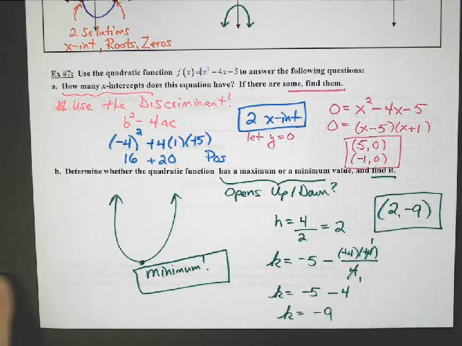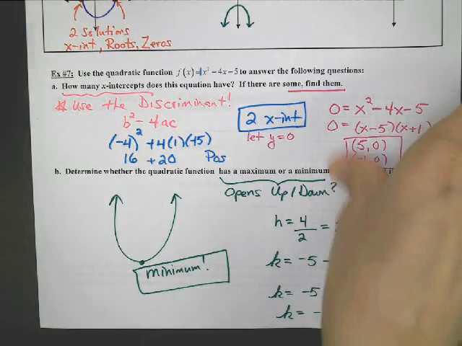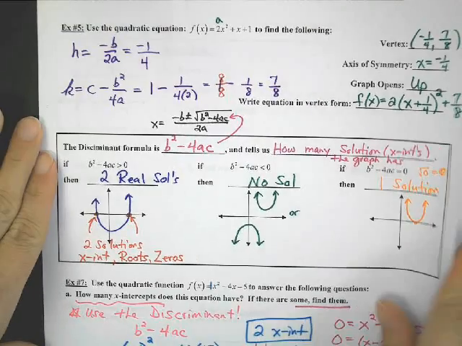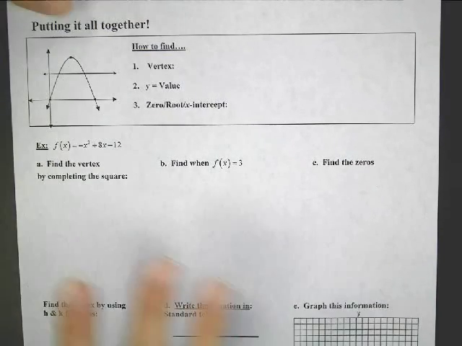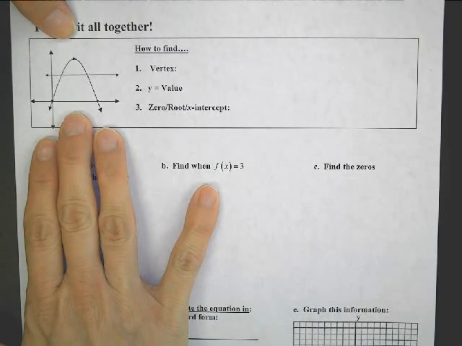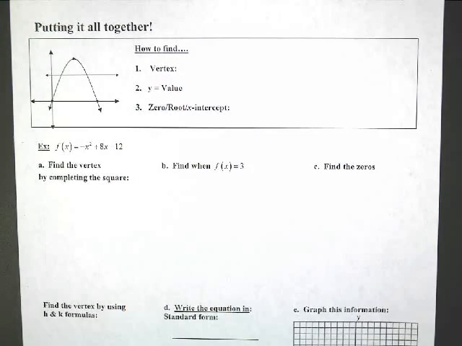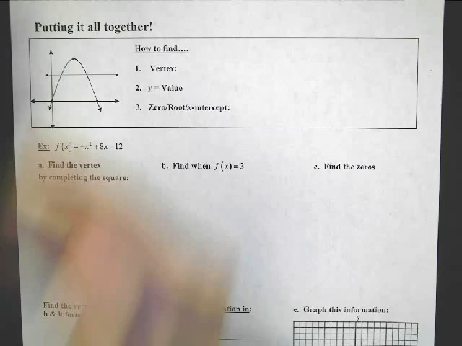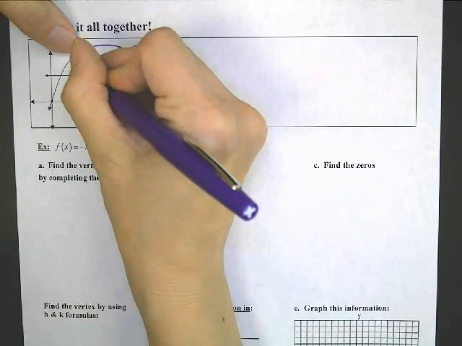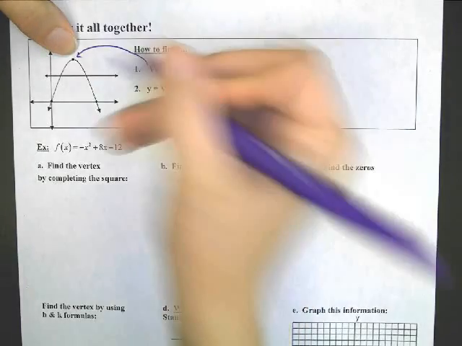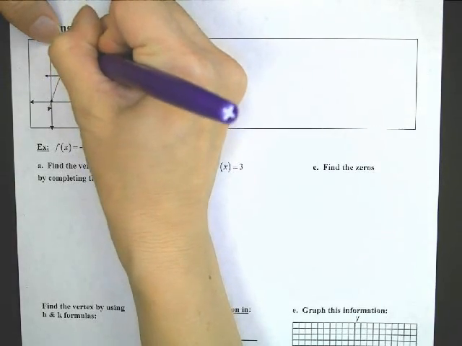Okay, if it asks whether it has a maximum or minimum, you just have to think whether the parabola is opening up or down. Okay, the last thing that we're going to do here is put it all together, because we know a lot of different things about parabolas. How do you find the vertex? First of all, where is the vertex? The vertex is right there, the point that's either the highest or the lowest on the parabola. That's the h, comma, k.